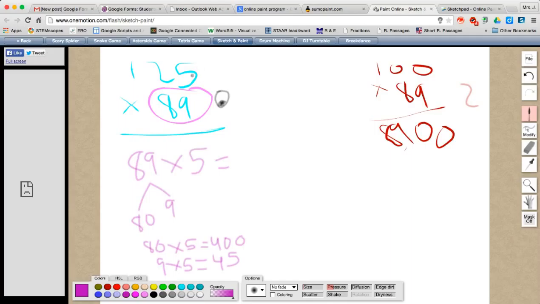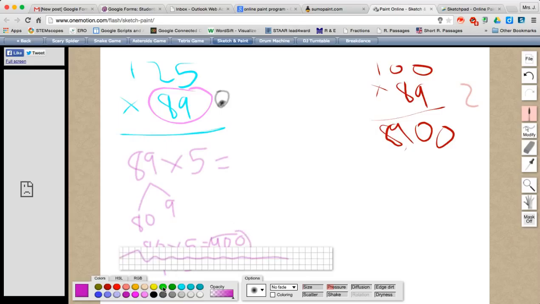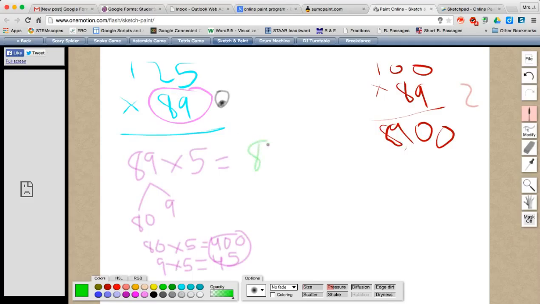Okay, so that's multiplying 89 times my ones, these two numbers right here. And I will come back and use them later. Now I'm going to do my tens in a different color. And I have 89 times 2, but it's 2 tens. So instead of 89 times 2, I'm going to write 89 times 20 because 2 tens equal 20.